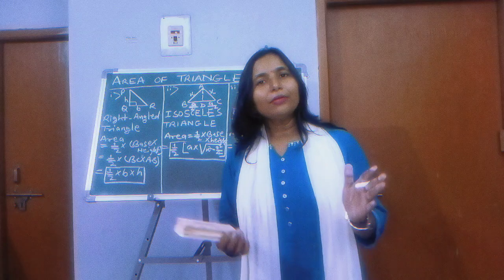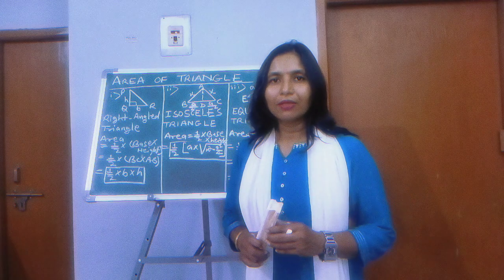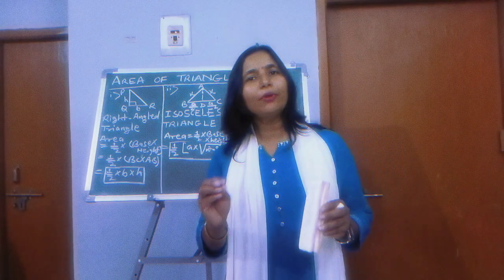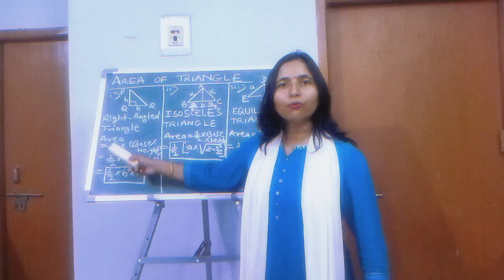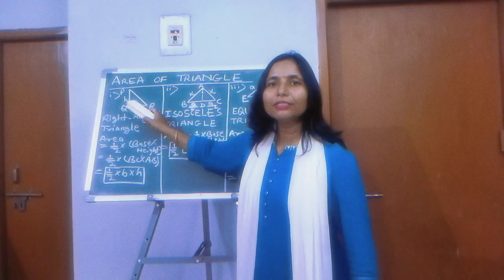Now what are we going to do? We are going to find the area of this triangle PQR. So first of all we will take the general formula to find the area of a triangle. And what is that? The area of the triangle is equal to 1 by 2 into base into height.